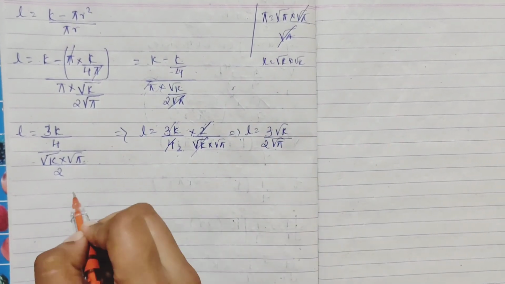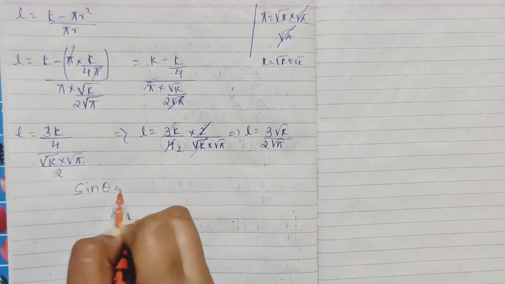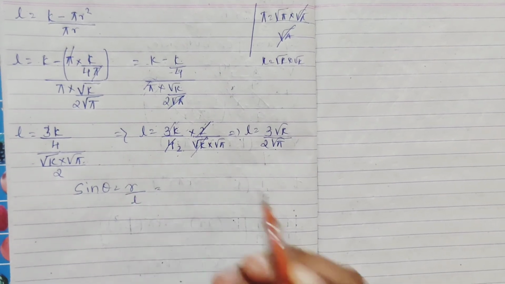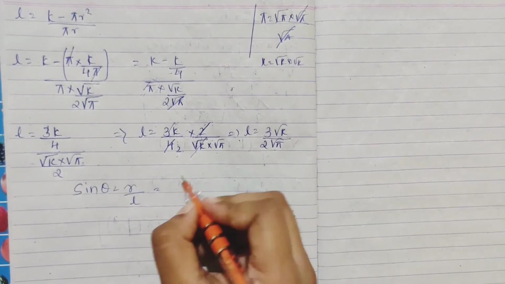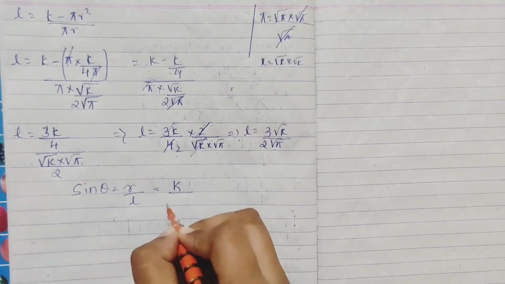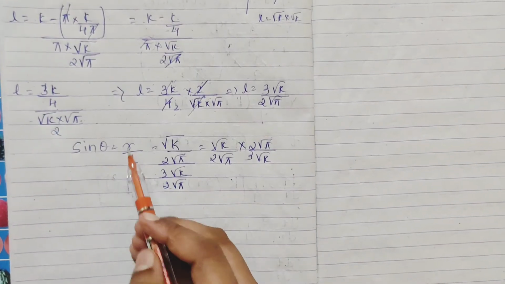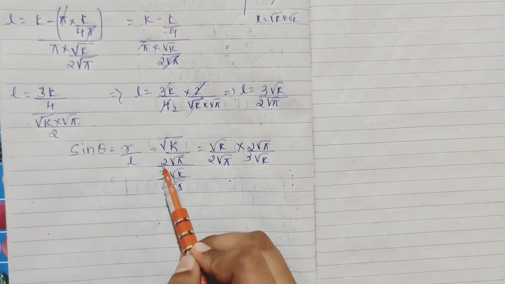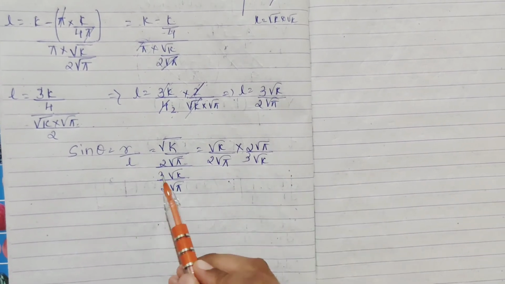Substitute in your sin theta. So sin theta is what you have got? R by L. So your r is what you have got? Root k by 2 root pi divided by L, which is 3 root k by 2 root pi.